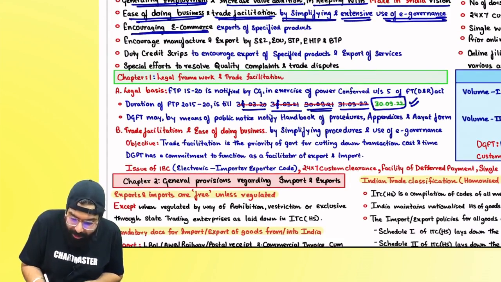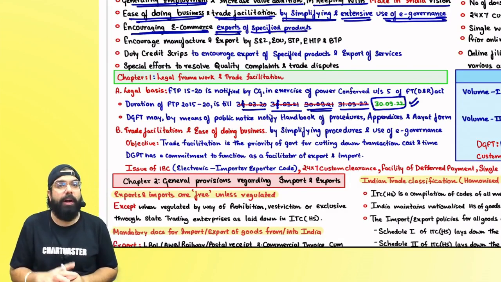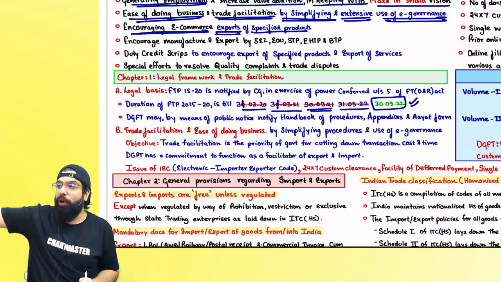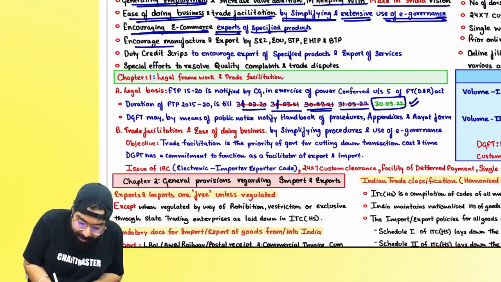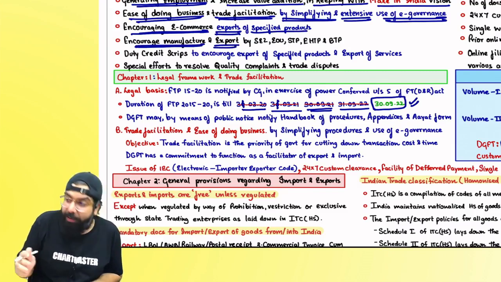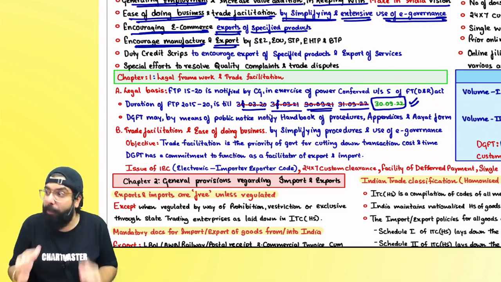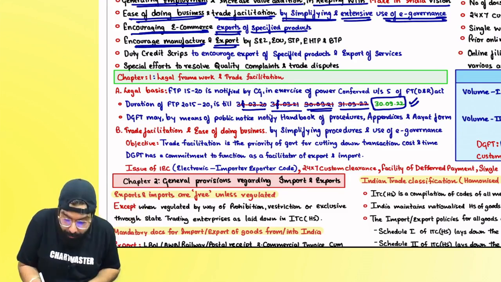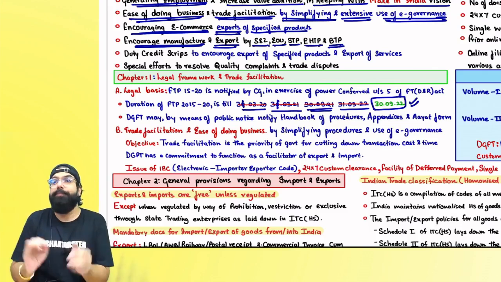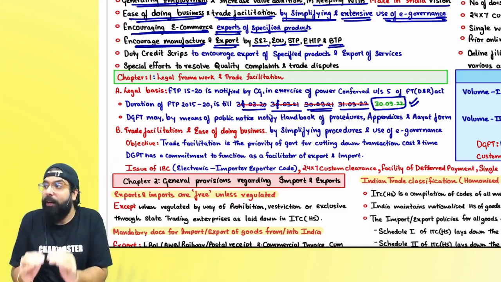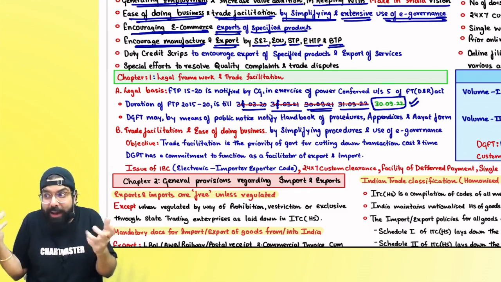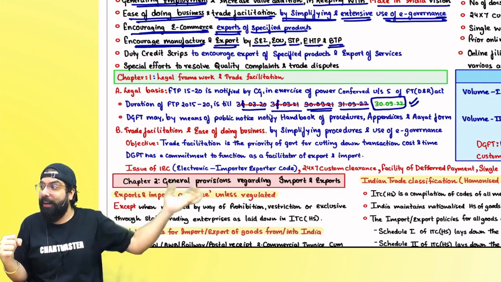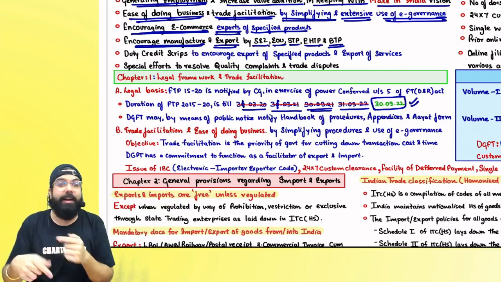Encouraging e-commerce export of specified products, they are promoting, and encouraging manufacture and export. They want more production in India, and you export, so foreign currency will come. So they are promoting SEZ, EOU, STP (Software Technology Park), Electronic Hardware Technology Park, Biotechnology Park. These are given a lot of benefits in foreign trade policy. They can import without paying any duty, they can export and earn foreign currency. So they have been given a lot of benefits.